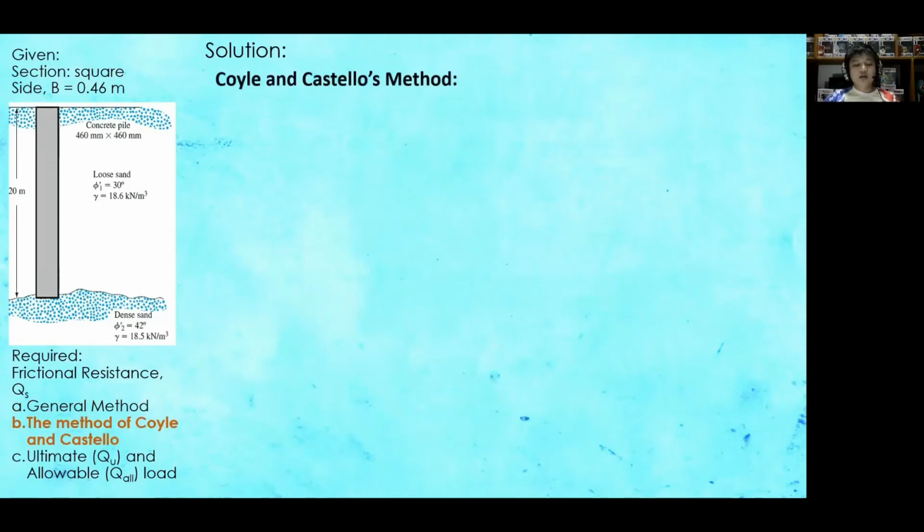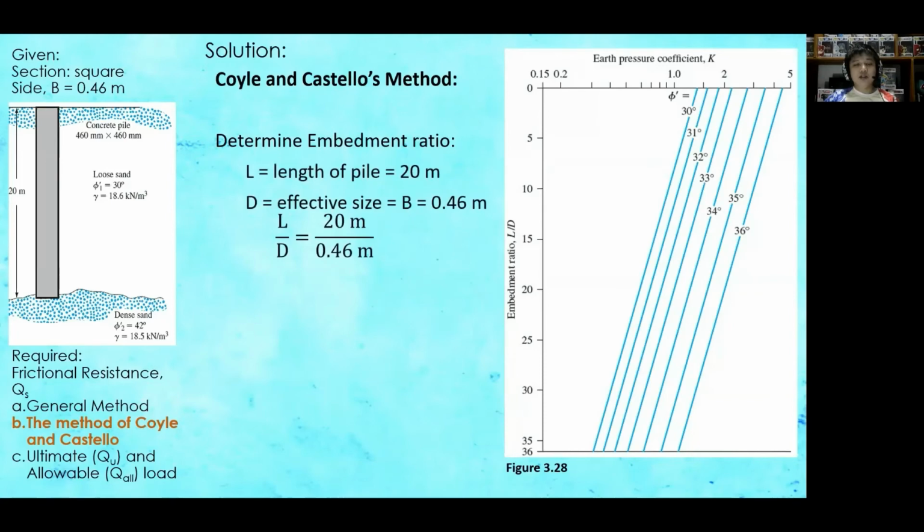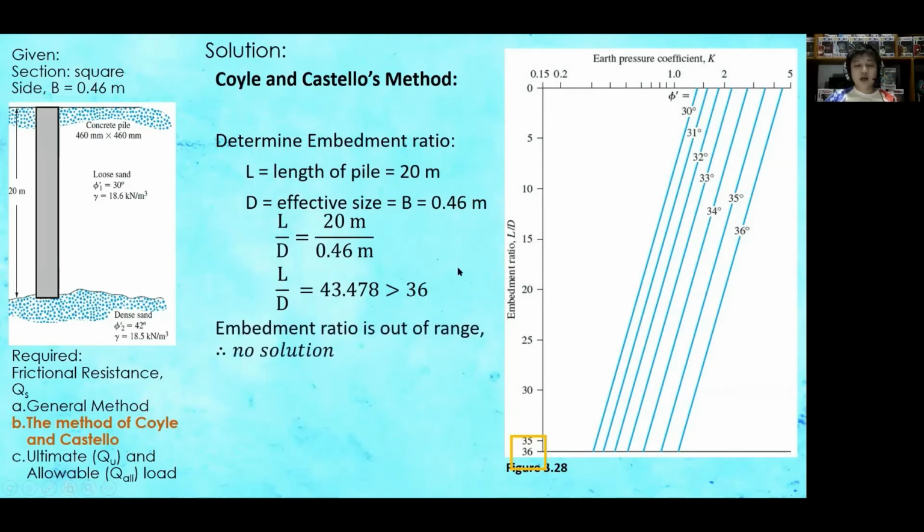So, for Coyle and Castello's method, determine the embedment ratio. So L for this problem is 20 meters while D is 0.46 meter. Thus, the value is 43.478, which is already beyond the range, that is 36 embedment ratio value. Thus, to avoid error, it is better if we will not consider this method.